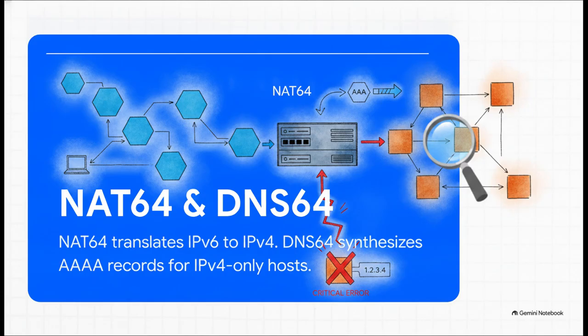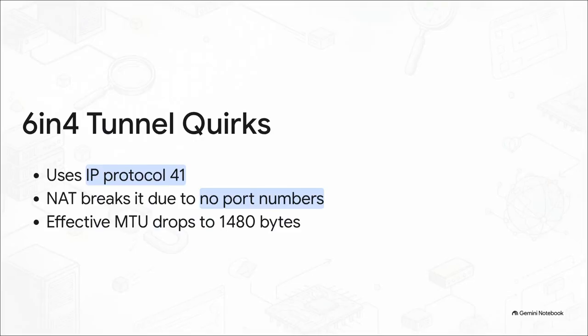But here's the catch, and it's a big one. This whole system instantly shatters if an application hardcodes an IPv4 address. Like, if a script tries to hit 1.2.3.4 directly, it bypasses DNS entirely, which means NAT64 never even gets triggered. Total failure. You might also run into legacy 6in4 tunnels. This is where your IPv6 traffic is quite literally stuffed inside an IPv4 header. If you're troubleshooting these, you've got to remember they rely on IP protocol 41.